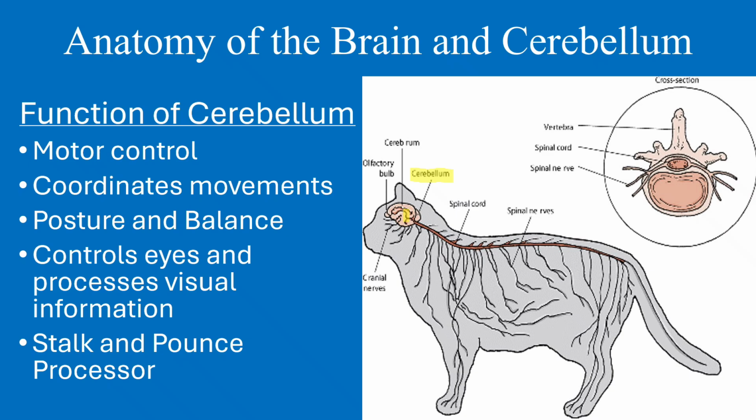Finally, the cerebellum, specifically in cats, can be linked to their stalk and pounce processes, movements that are considered natural cat behavior.